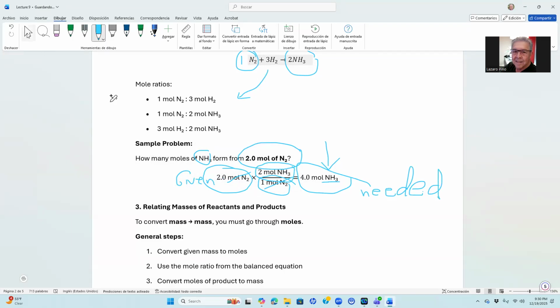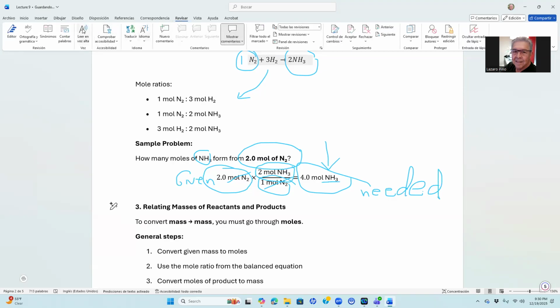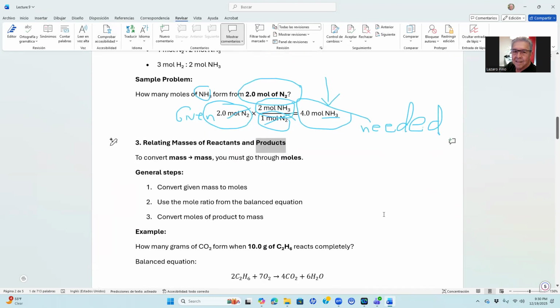Okay, let's continue with the following concept. In this case, listen. Relating masses of reactants and products. To convert mass, you must go through moles. General steps: convert given mass to moles. Use the mole ratio from the balanced equation. Convert moles of product to mass.